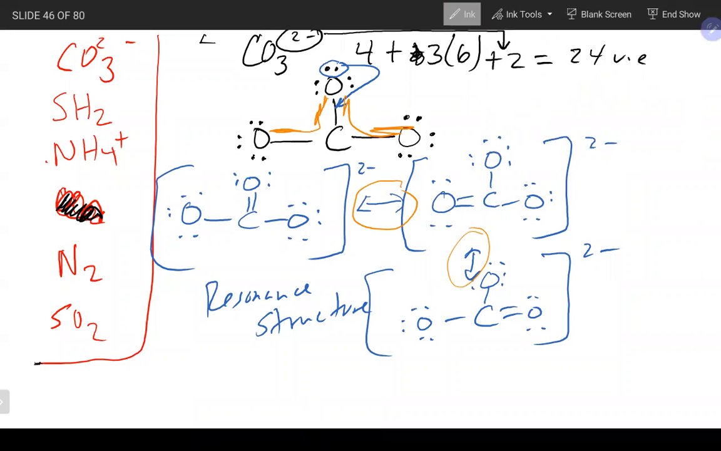All right, let's continue on then to SH2, I think we got next here. So that's going to be 6 for the sulfur, 2 times 1 for the hydrogen. So that is 8 valence electrons. Sulfur has to be in the middle as hydrogen cannot. So we're going to do a line to each of them that has 4 electrons that have been used. We have 4 more to go.